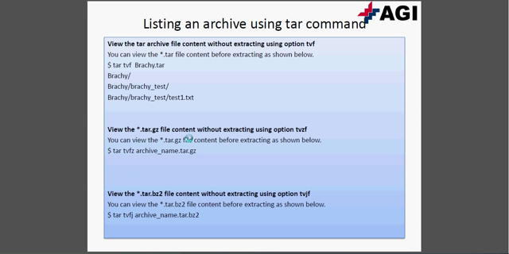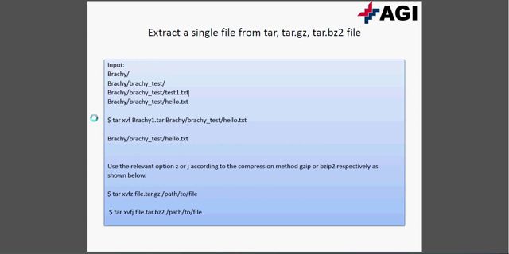Next is listing an archive using the tar command. We have seen that we could extract all of them using the tar X option. But what if you don't want to extract and just want to visualize how the directory structure is? For that you use the option T along with the option VF. So here my tar file, that is brachy.tar, has brachy_txt and test1_txt. So this will give you a visualization of the directory structure. This is one way to avoid extracting all of it.